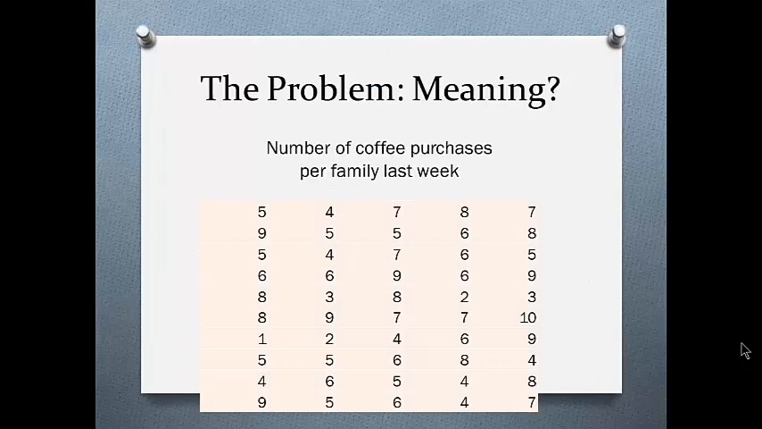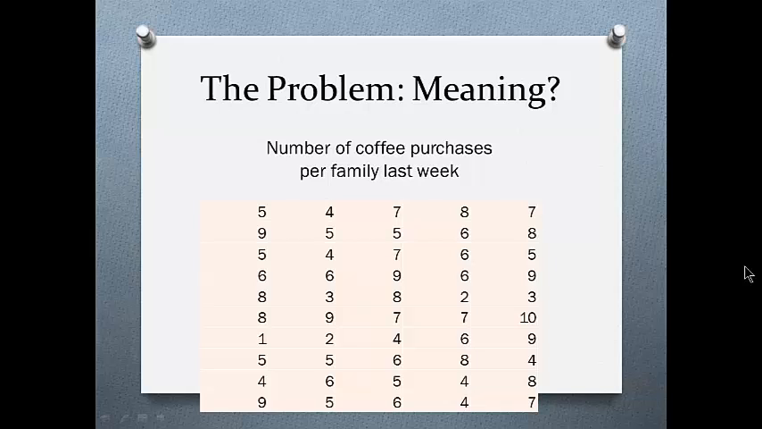The problem we have with data is we can collect it and display it in this nice table. Let's say I want to interview the number of coffee purchases per family last week. I survey 50 random people using one of the sampling methods we talked about last week, and I come up with this data. It is really hard to look at data and extract any meaning out of it. You could imagine how difficult it would be to extract meaning out of a table that's got thousands of data values in it. It just isn't useful as raw data.